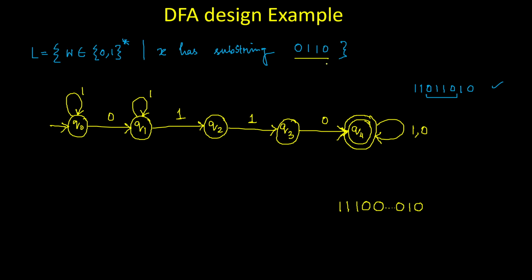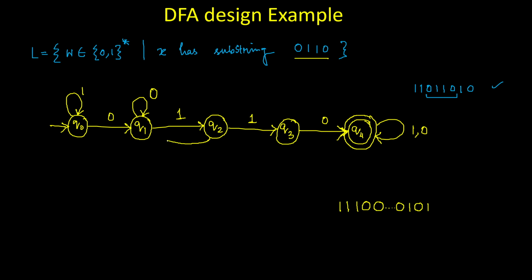In that case, if my assumption is true, then after this 0, I must have a 1. So that means from Q2, I should not go back to Q0 again. Because if I change from Q2 to Q0, what will happen? If I get a 0, then to get a 1 over here is not possible. We have to go through this one, but this is not true.